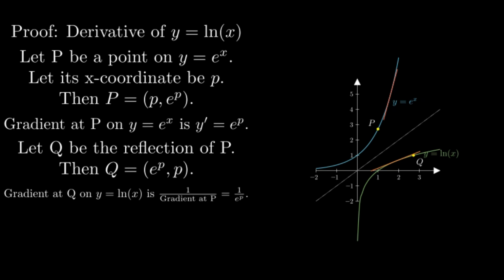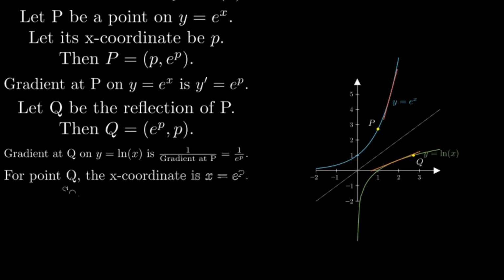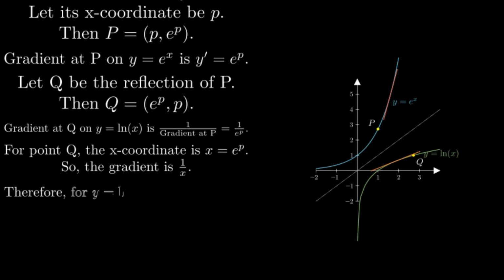We're almost there. We have the gradient at point Q, but it's in terms of p. We want it in terms of the x-coordinate of Q. Look at the coordinates of Q. The x-coordinate is e to the p, so we can replace e to the p in our gradient formula with x. This tells us that the gradient of y equals ln of x at any point x is 1 over x. And that completes our proof. For y equals ln of x, the derivative y prime is 1 over x.